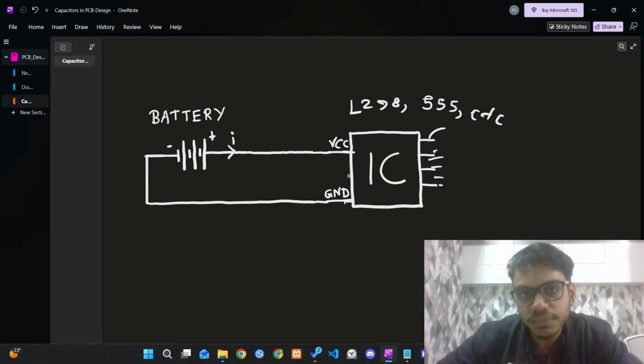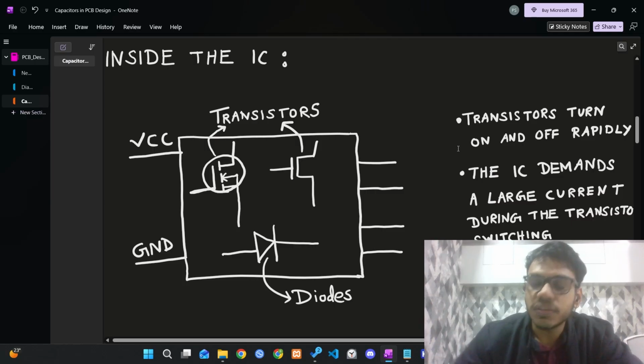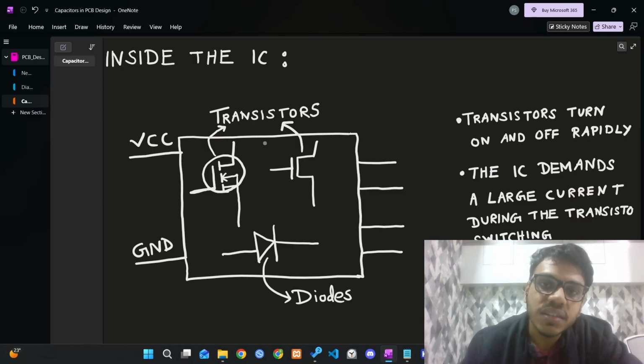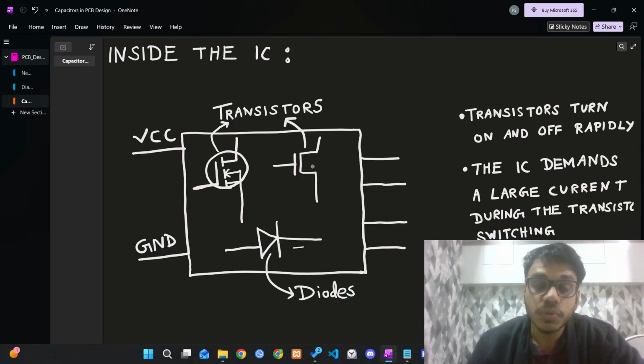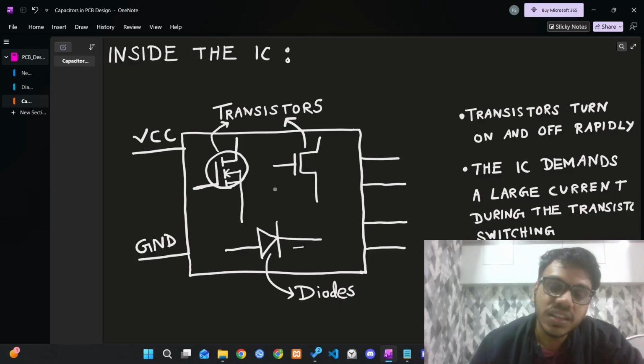So if we go inside the IC, there are some things called transistors. If you don't know, just think of transistors as switches that can turn on and off. So any electronic device that you come across has a very large number of transistors inside it, and these transistors turn on and off very rapidly. So the IC demands a large current from the battery when this transistor switching is happening inside it.